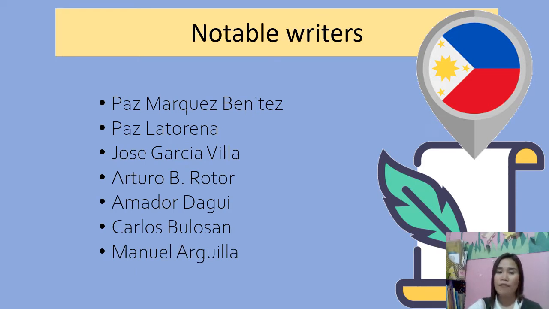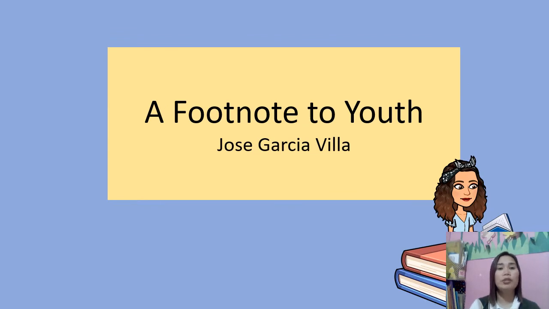And of course, we have Manuel Arguilla. So of course, you have already met him in our short story entitled How My Brother Leon Brought Home a Wife. Alright? So those are some notable Philippine writers. And for today, we're going to talk about a short story written by Jose Garcia Villa, A Footnote to Youth. So when we say footnote, it is a piece of information, a note, or a comment for the youth. Okay? So please listen carefully and enjoy the story as well as learn something from it.